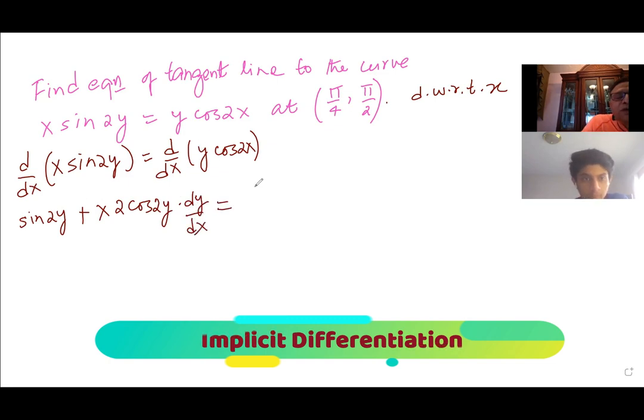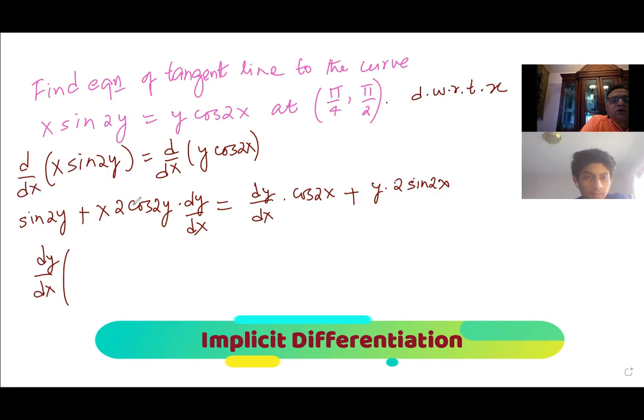And on this side, we get dy/dx times cos 2x, plus y times the derivative of cos 2x, which is 2 times sine 2x, right? So that becomes your derivative. Now, we'll take dy/dx common, bring them together. So we have dy/dx, let's bring it on the left side.